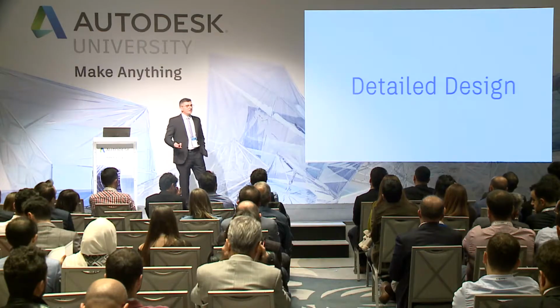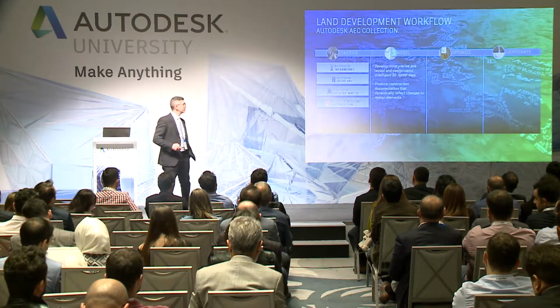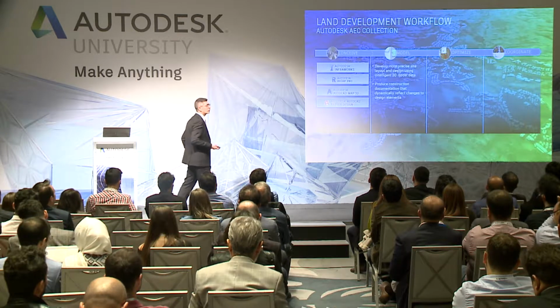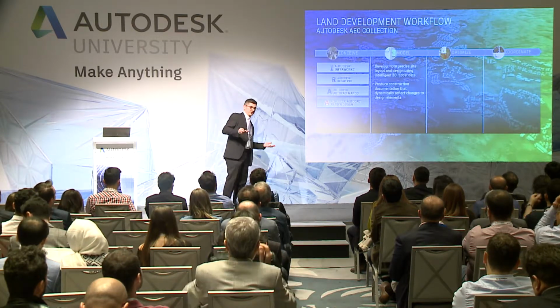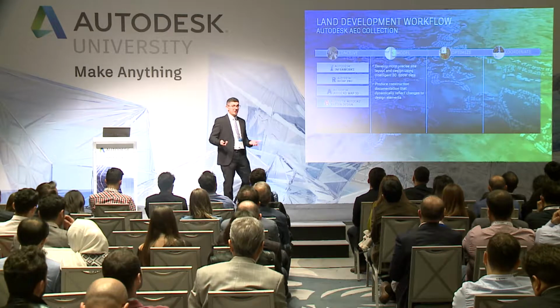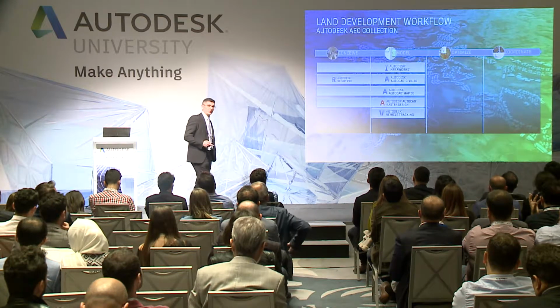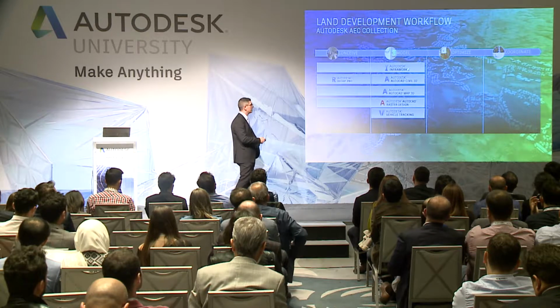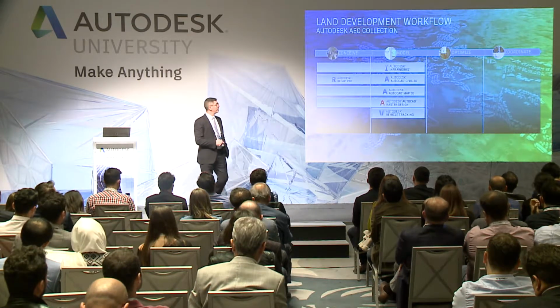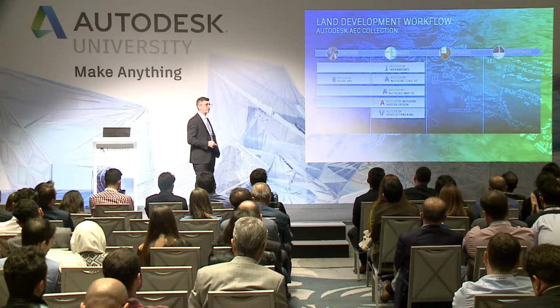Then we are in the second step, detailing design. Detailing design means that we need to create a more precise model, and we need to create the documentation, okay? The players inside the collection are again InfraWorks, Civil 3D, Map 3D, again Raster Design and Vehicle Tracking.